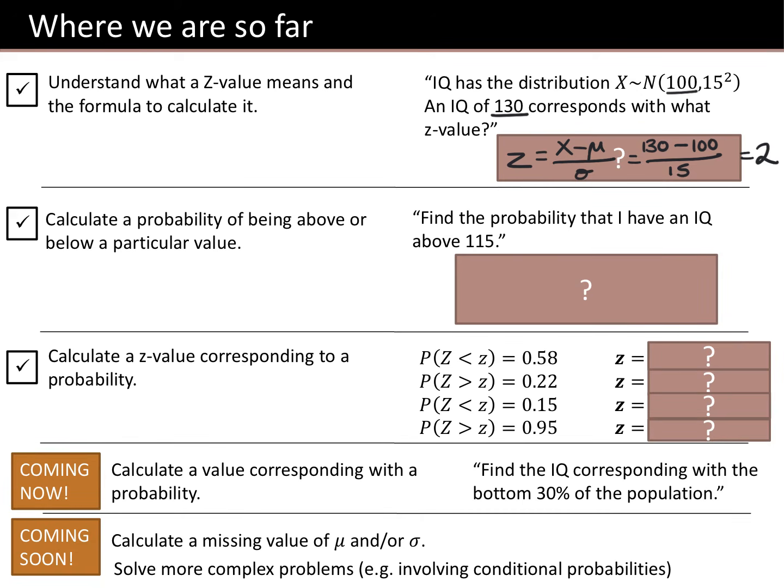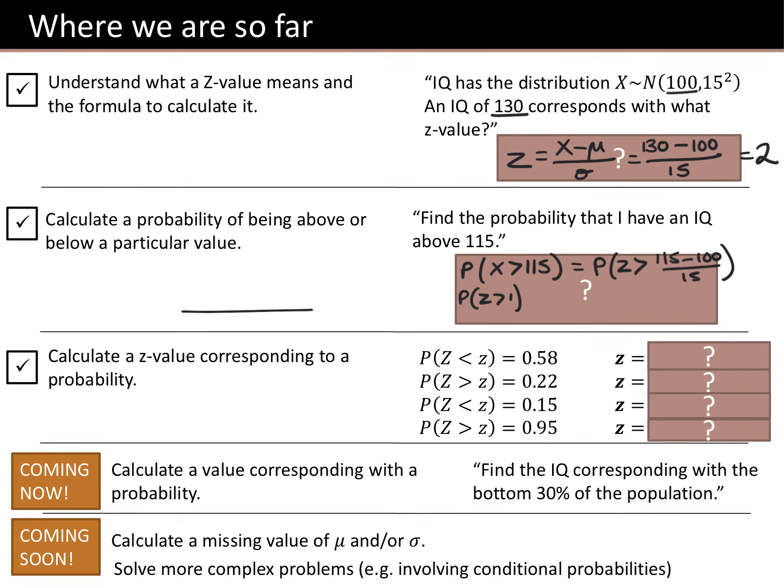The next thing we learned, calculate a probability of being above or below a particular value. Okay, so find the probability that I have an IQ of above 115. So this is the probability of x being greater than 115, okay? We need to know what this is in terms of z. So this is the probability of z being greater than 115 minus 100 over 15, which is the probability of z being greater than 1. Can we find out z being greater than 1?